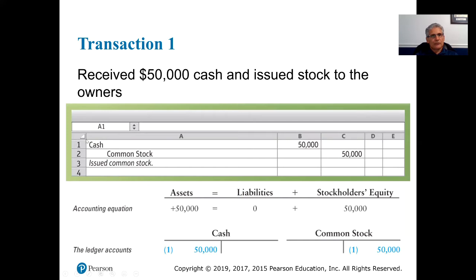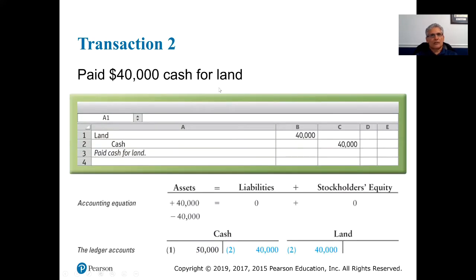So just to review, we have a cash $50,000 debit. We've already looked at this. There's no difference. Cash is increased and stock is increased. Common stock, $50,000 credit. So we already saw how this was going to impact the accounting equation. Specifically, the cash account is debited for 50,000. Common stock is credited for 50,000. So these T accounts are representing the ledger.